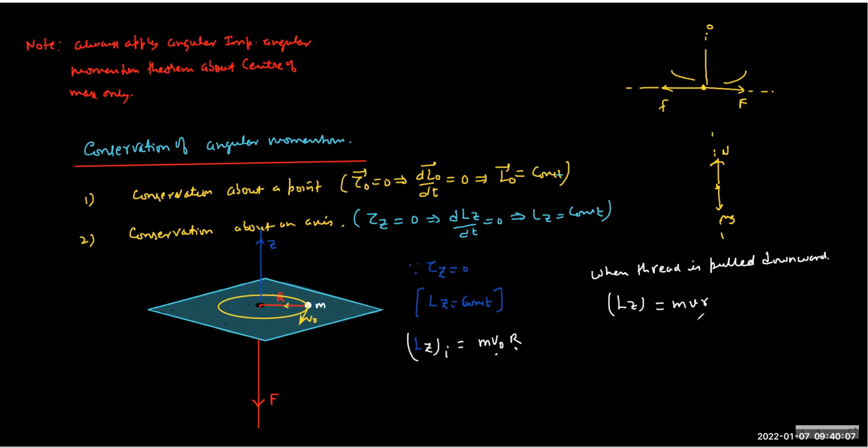And we can prove it. Because angular momentum is conserved, from conservation of angular momentum, m v naught capital R must be equal to m v small r. So given the R, we can tell you what is V. And because small r is smaller than capital R, the ratio is bigger than 1, and so V is more than V naught.